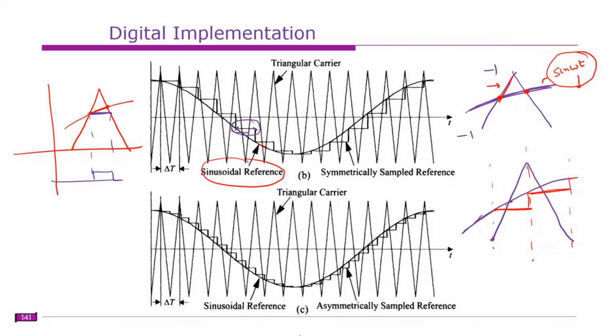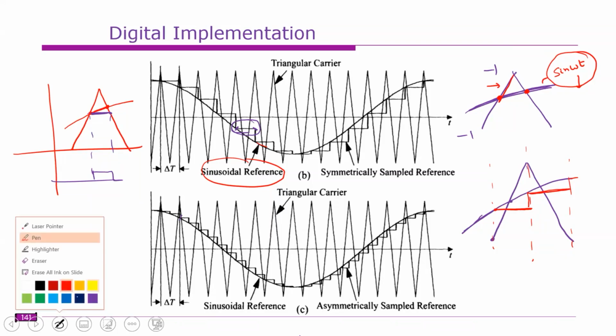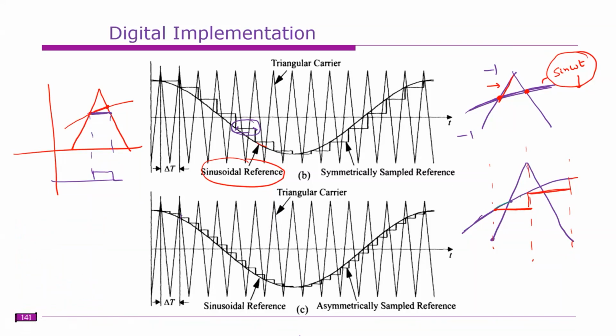This is the actual modulating signal, and the sampled modulating signal is this red one. Here the sampling is done at the positive peak of the carrier wave. That is known as the symmetrically sampled reference.